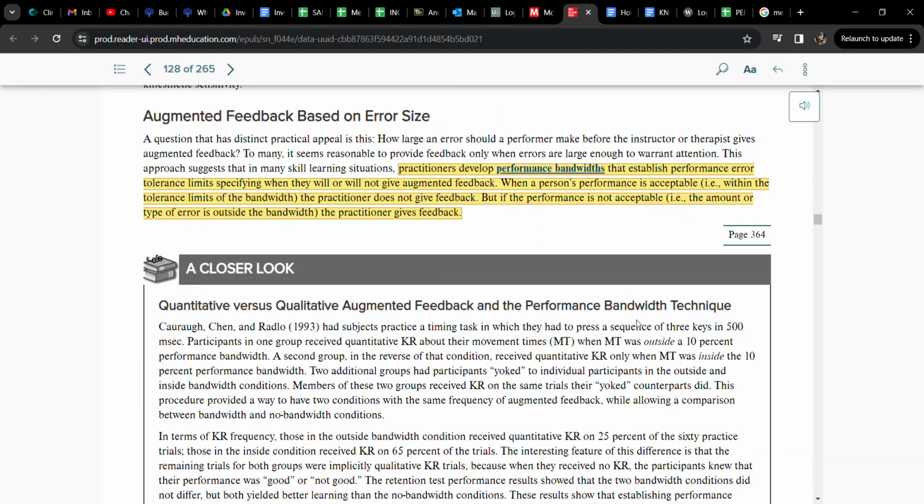So next, we can talk about augmented feedback based on error sizes. When we provide feedback, we want to do it at strategic times, right? We don't want to be nitpicky, but we also don't want to be complacent. We don't want to be completely ignorant to errors. We want to take into consideration these performance bandwidths. So when we think about a bandwidth, we are trying to say, how much of a mistake do I want to see before I give feedback, right? What percentage of error do I want to see before I say, hey, I've seen you do this a few times, I want to correct you now.